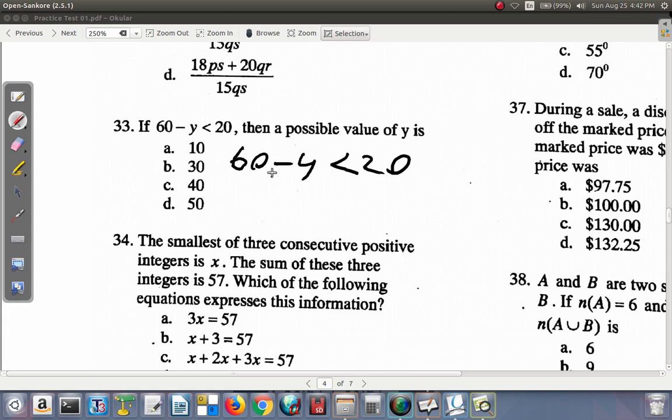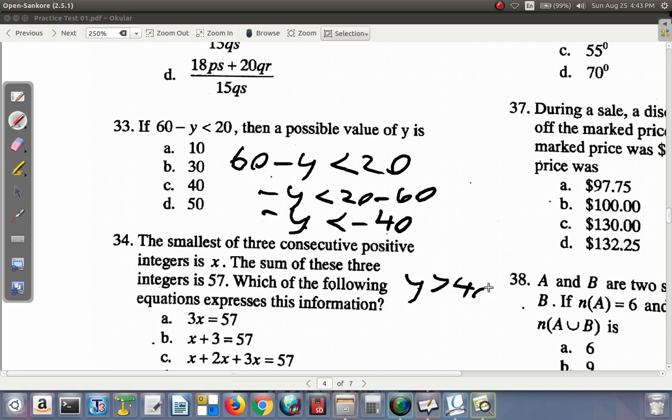If you subtract 60 from both sides, you have negative y is less than 20 minus 60. So negative y is less than negative 40. And if you multiply both sides by negative 1, you have positive y is greater than 40. You see that? You have to switch around the sign when you multiply an inequality by a negative 1. Now, this is saying y is greater than 40. So it would be 50.